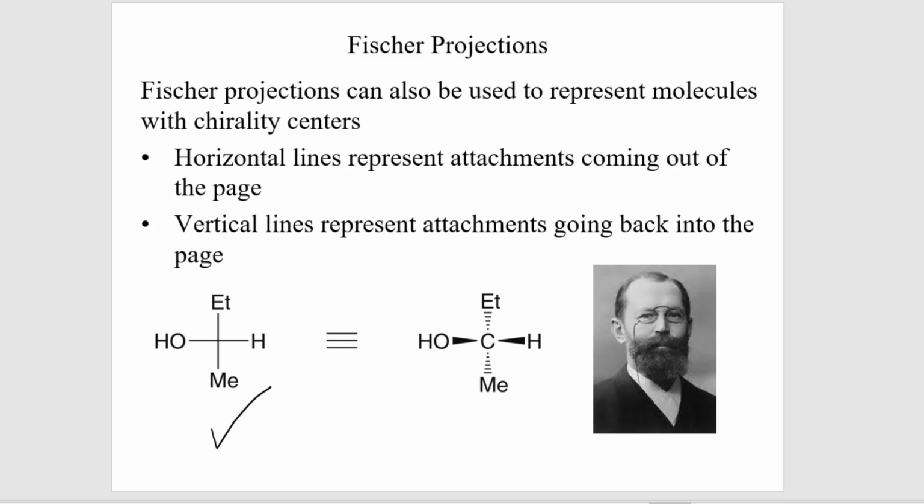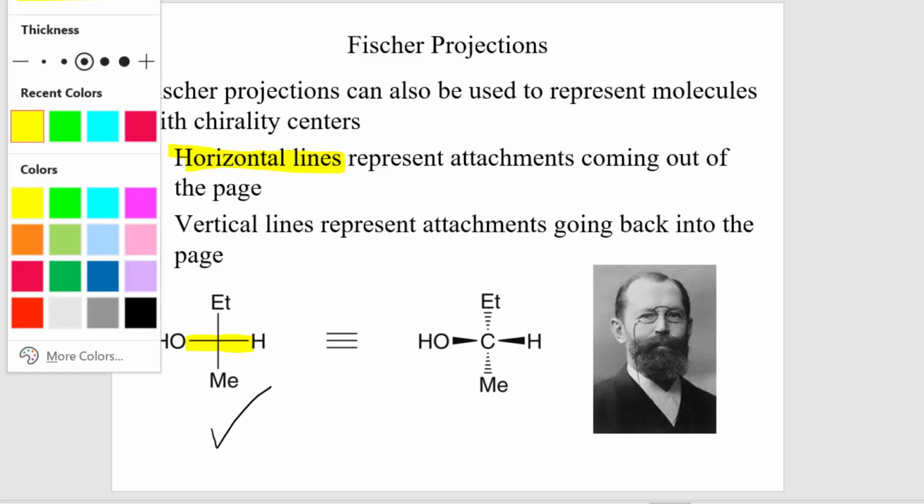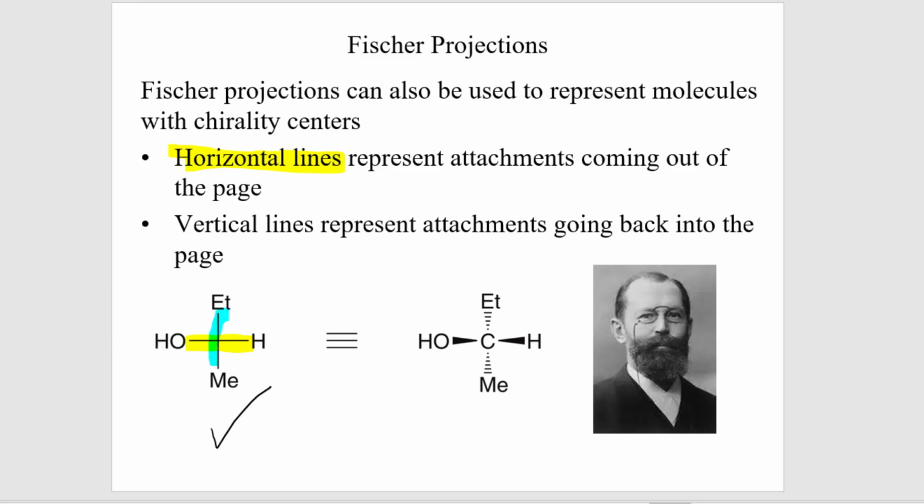What's weird about the Fisher projection is the fact that all of these very straight bond lines have meaning. The horizontal ones, the ones going in this direction, represent attachment to the carbon as if they're coming out of the page like a hug going towards you, like so. The vertical lines going up and down are always going away from you. Okay, so it's like a hunched over carbon with its backbone.